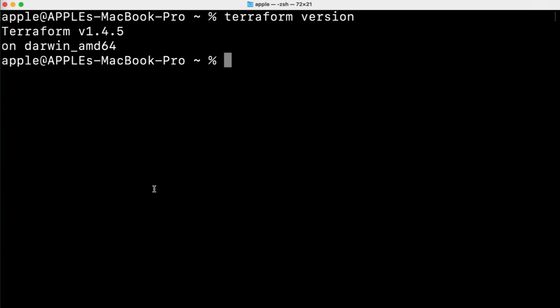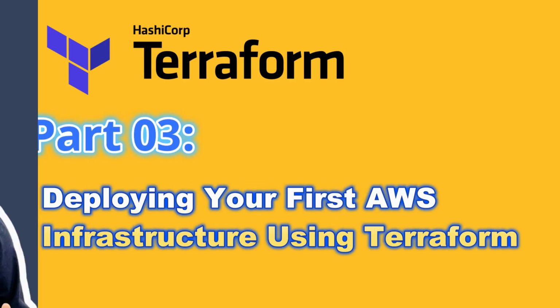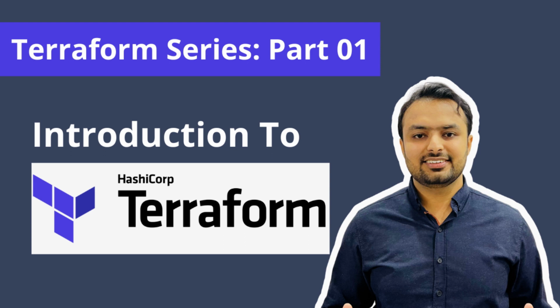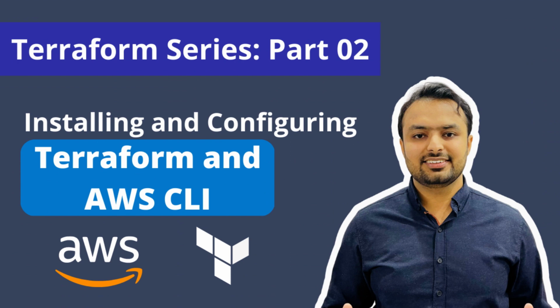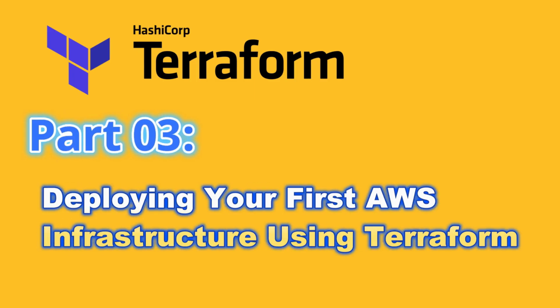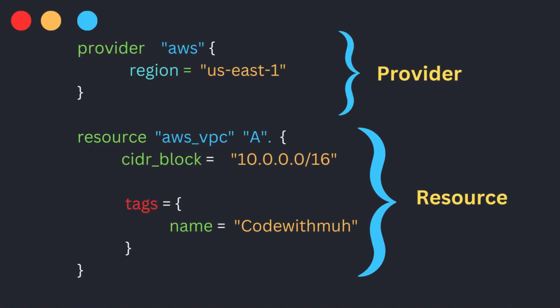In the next part of this Terraform series, we will discuss how to create your first Terraform configuration file and deploy it to AWS. In the previous parts of this Terraform series, we discussed Terraform and its key features and concepts, and we also walked through the installation and configuration of AWS CLI and Terraform. In this part, we will create our first Terraform configuration file and deploy it to AWS.